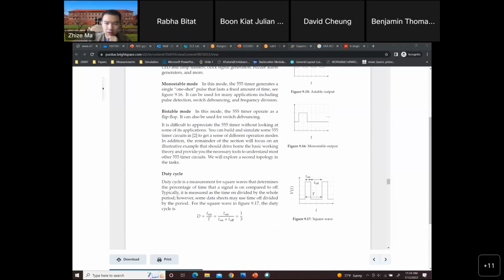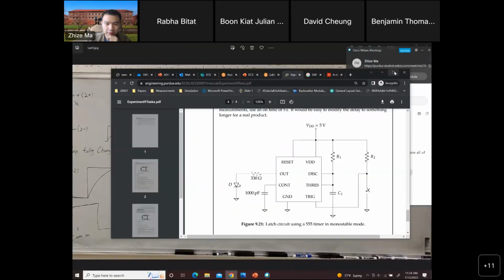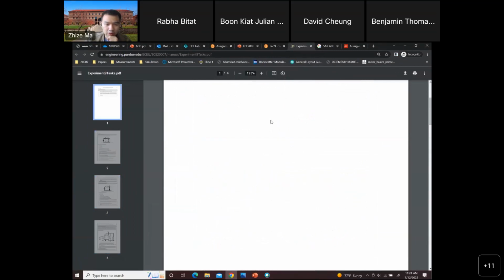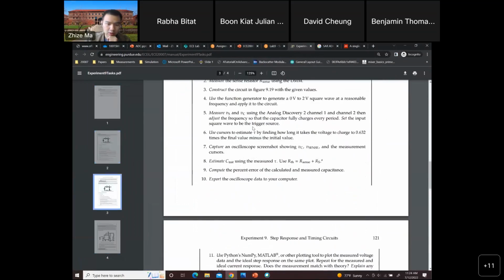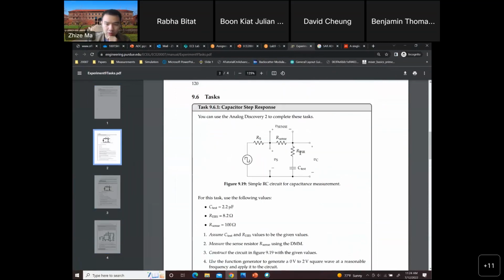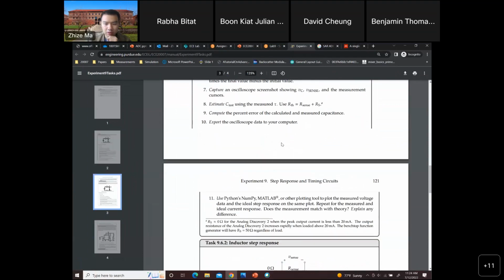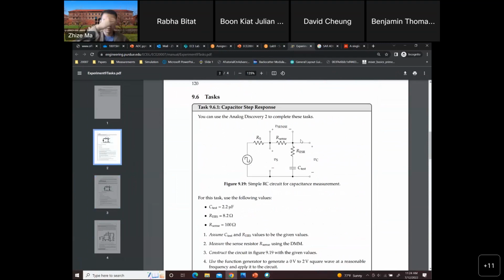So that's the lab manual. Let's go to the tasks really quickly. These are the tasks for this week. There are three tasks. The first two are pretty similar. You're going to build this circuit and measure the values for the capacitor, and also the inductor in task 2. All the values are already given.